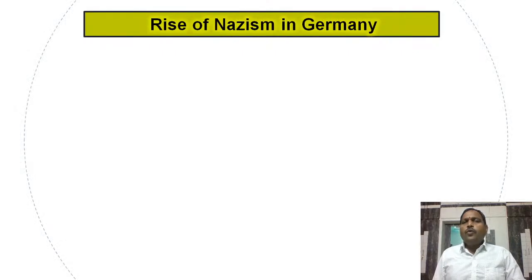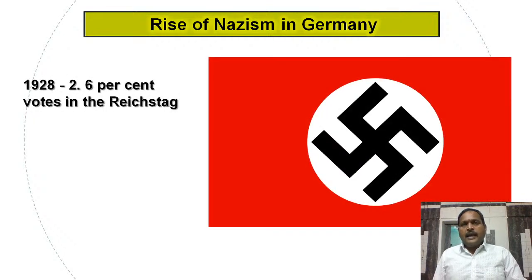Well, now we will discuss Nazism. At this crucial time, during this economic crisis, Nazism showed hope for Germany. How? We can discuss. Yes, the rise of Nazism in Germany.